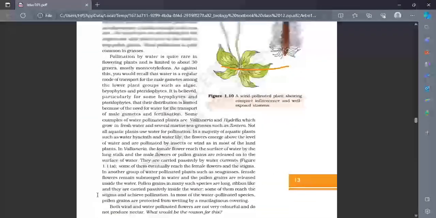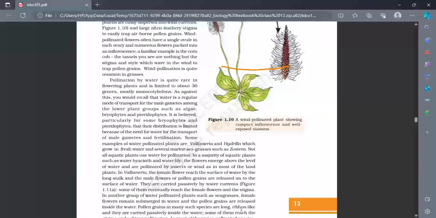Okay. So that's how I end this chapter today. In my next lecture, I'm going to start another chapter, and that is going to be human reproduction. We'll talk about again a very, very important chapter, a chapter that holds a lot of weightage. And obviously, I would say that it's a very scoring chapter.